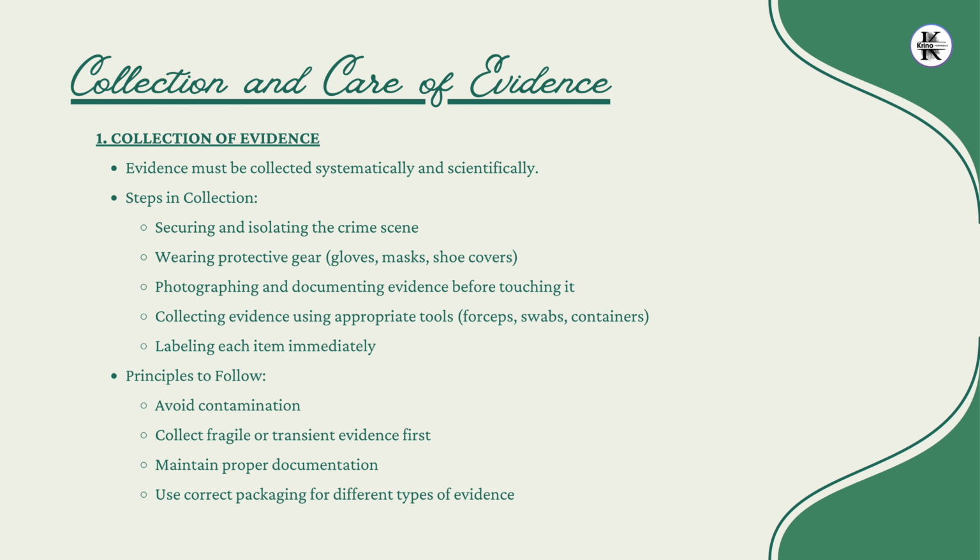As we have understood different types of evidences, let's move to understand how evidence is handled. Collection of evidence must be done very carefully. First, the crime scene is secured, then documented, and then evidence is collected using proper tools. It is important to avoid contamination and label everything properly because one mistake here can affect the entire case.